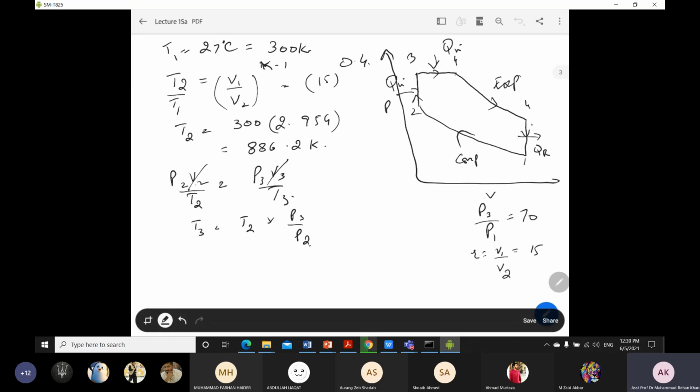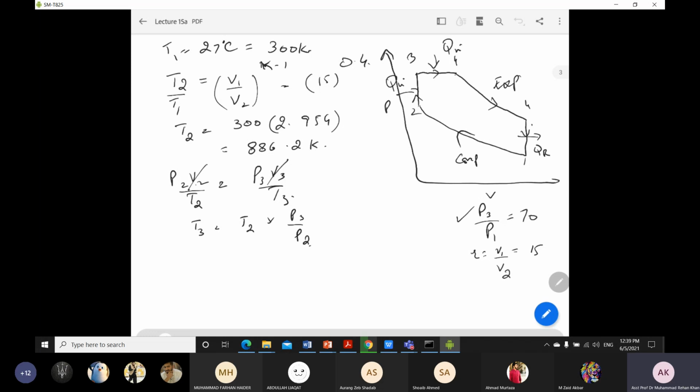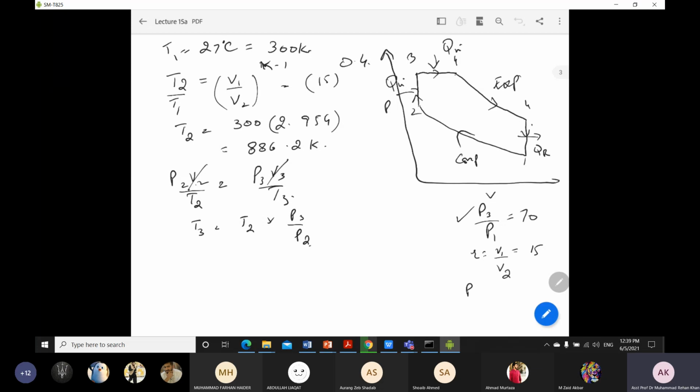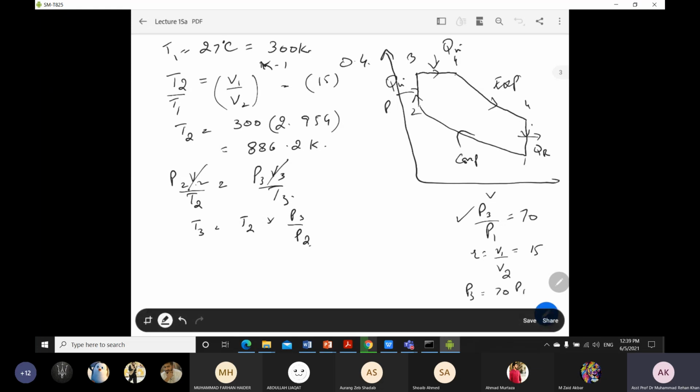So now the problem is that we do not have the value of P3, and also we do not have a value of P2. Okay, so P3 value we can easily find from this relation, which is P3 over P1. So we can say that P3 is equal to 70 P1.